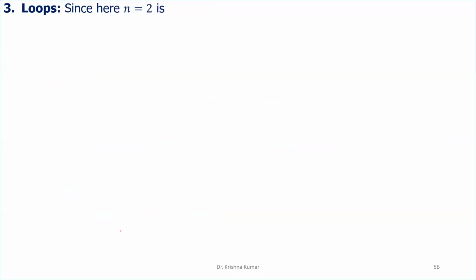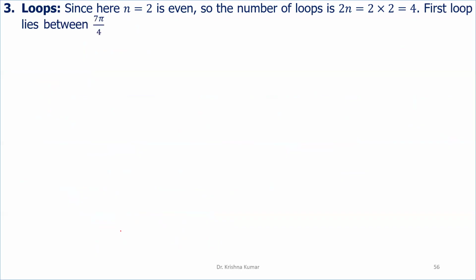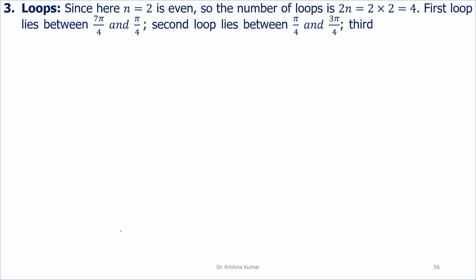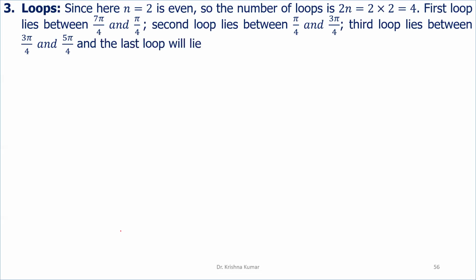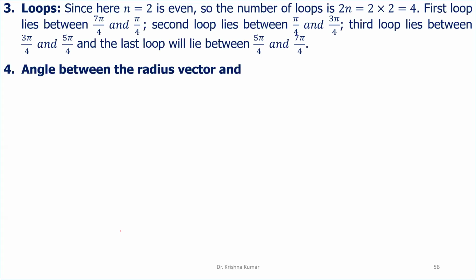Now loops. Since here n equal to 2 is even, the number of loops is 2n, which is equal to 2 into 2, which is equal to 4. And how do we check where these loops are lying? The first loop lies between 7 pi by 4 and pi by 4. The second loop lies between pi by 4 and 3 pi by 4. The third loop lies between 3 pi by 4 and 5 pi by 4. And the last loop lies between 5 pi by 4 and 7 pi by 4. How to check that it loops like this, we will discuss when we draw it.